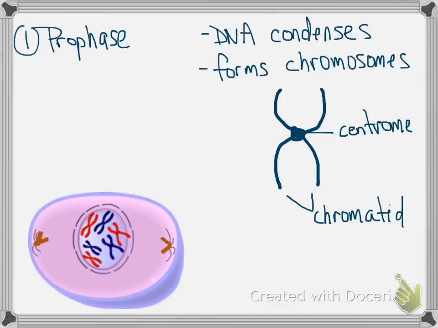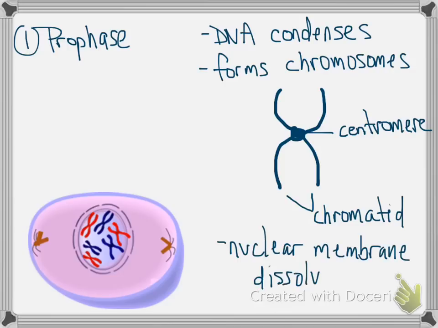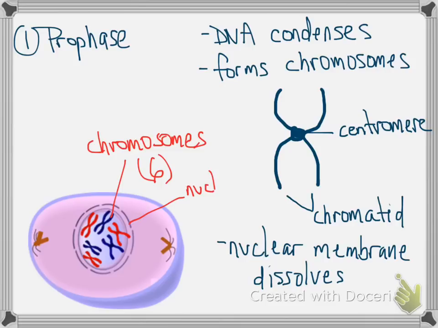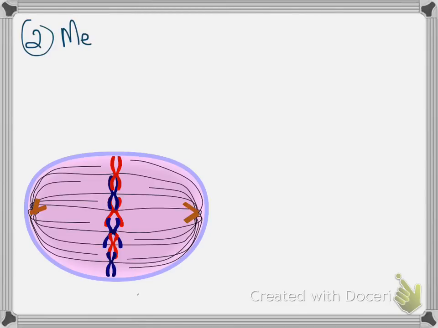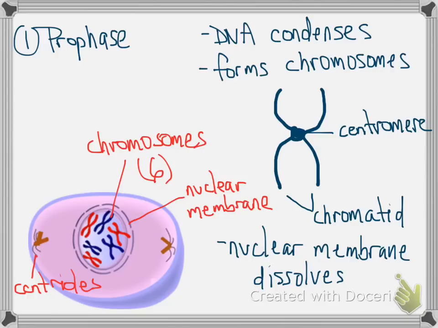The second thing you notice about the cell is that the nuclear membrane that surrounds the nucleus is beginning to disappear. There are our chromosomes, and if you notice, we have 6 whole chromosomes, and we're going to come back to that number later on. There's our nuclear membrane, which is dissolving, and again, there are our centrioles. You'll also notice that those centrioles have a couple little black lines coming out of them. We're going to identify those in the next stage, but those are very important as well.